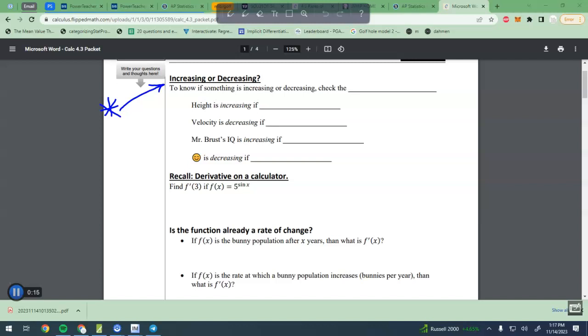Something is increasing or decreasing, you check the derivative. If it's positive, that means f is increasing. If it's negative, that means f is decreasing.